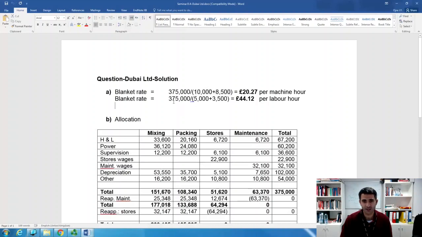However, for the labor, again we use the same overhead cost. You divide it by the number of labor hours, which is the 8,500 labor hours. So that gives you 44.12 per labor hour. So this is the blanket rate, very simple, straightforward.